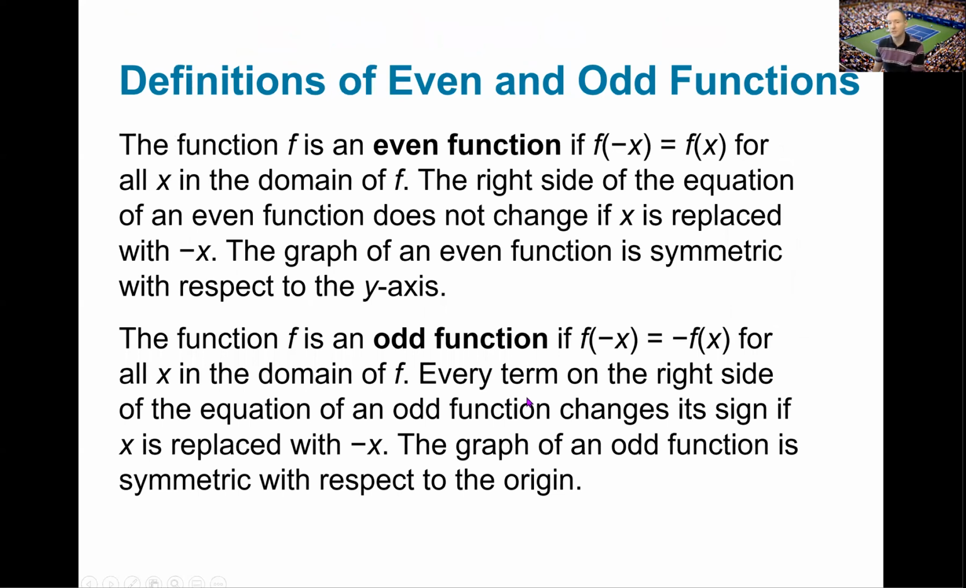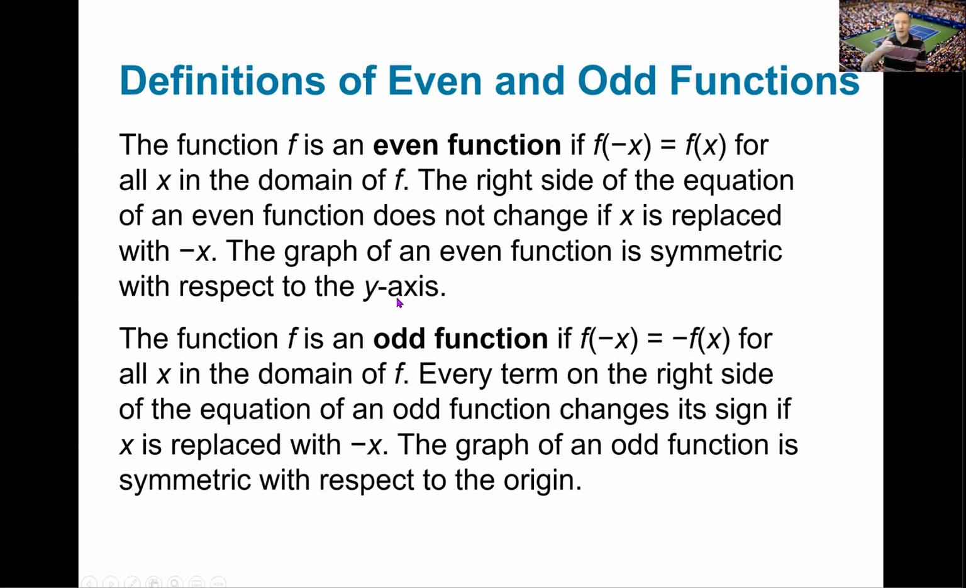Now, definitions of even and odd functions. The function f is an even function if you can plug a -x in for x and it does not change anything. So if f of -x is equal to f of x, for all x in the domain of f, it's an even function. The right side of the equation of an even function does not change if x is replaced with a -x. The graph of an even function is symmetric with respect to the y-axis. Now, that has to make sense to you.